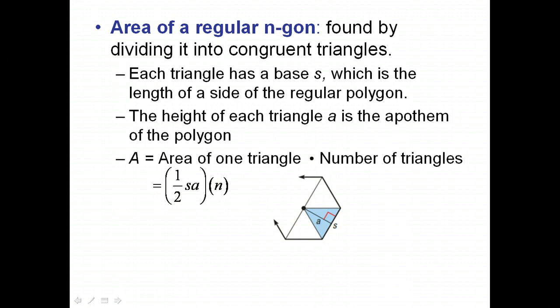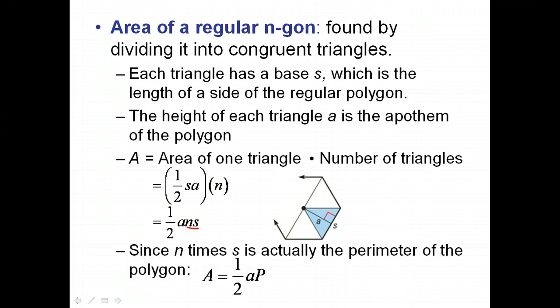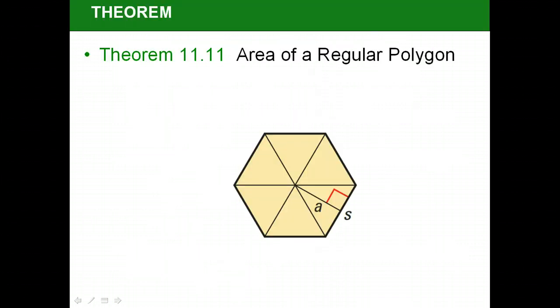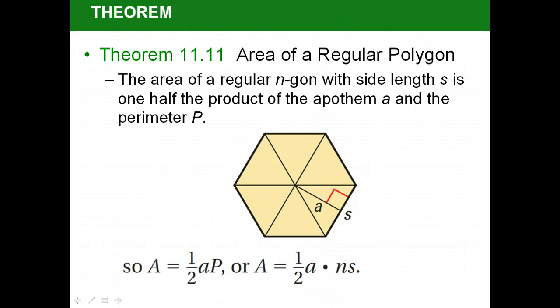Now, if I multiply 1/2 times the side times the height, so 1/2 base times height, times the number of sides, it gives me 1/2 a n s. Now, if I think about that, though, if I take the number of sides and multiply times the length of a side, what that really gives me is the perimeter. So a more convenient way of thinking about this area is it's 1/2 of the apothem times the perimeter, and that takes care of all of the triangles at one time. So the area of a regular polygon is 1/2 the apothem times the perimeter.